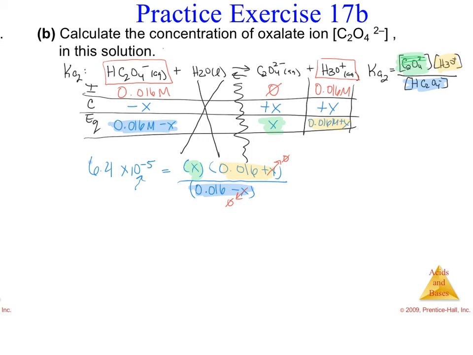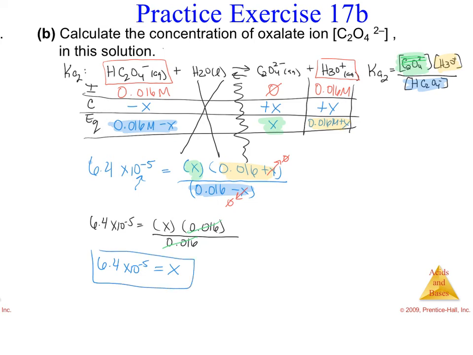And now we end up with really simple math. So we can write 6.4 times 10 to the negative fifth equals X times 0.016 divided by 0.016. And now I can see my 0.016 upstairs and downstairs, those do indeed cancel. So I end up with 6.4 times 10 to the negative fifth equals X.